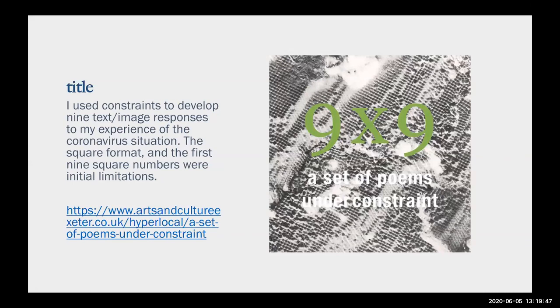I used the constraints to develop 9 text image responses, 9 being a square number, 3 by 3. The square format was the first thing I started with. I used the square as a shape because there was also the intention to make these and to publish them on Instagram and use Instagram as one of the ways of circulating and disseminating the work. So the square format was one of the reasons for that. And the series then works with a set of square numbers.